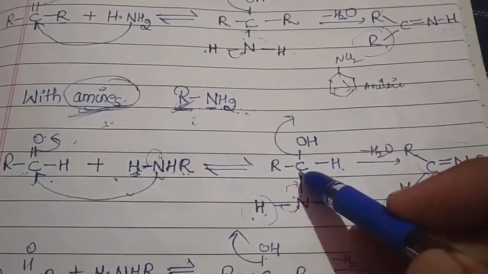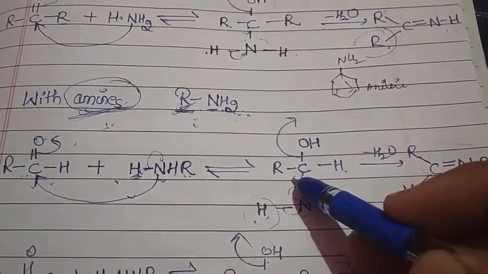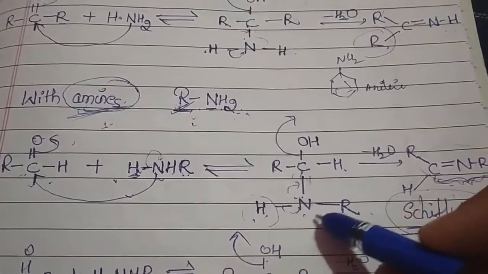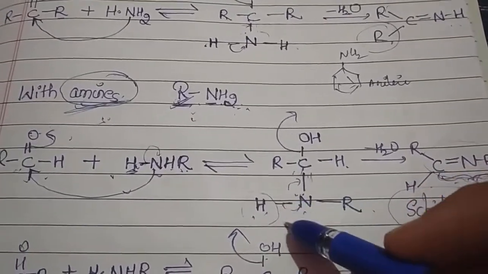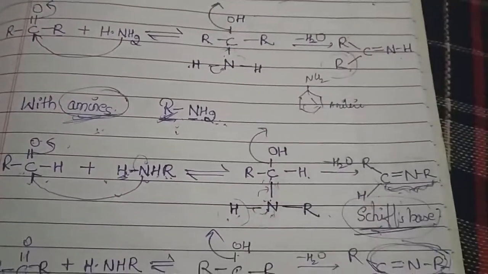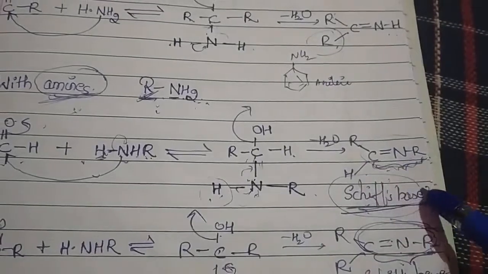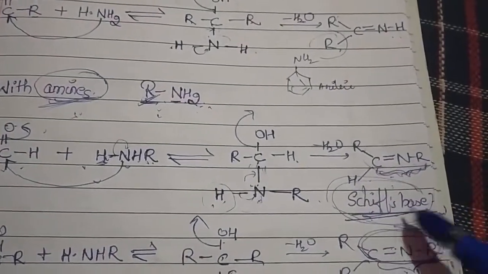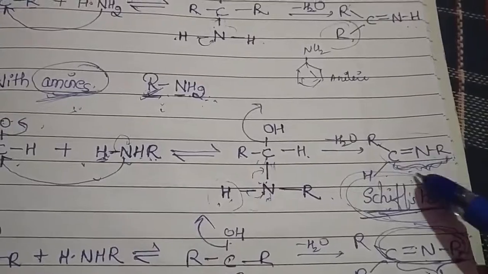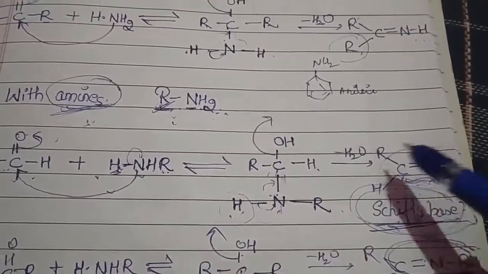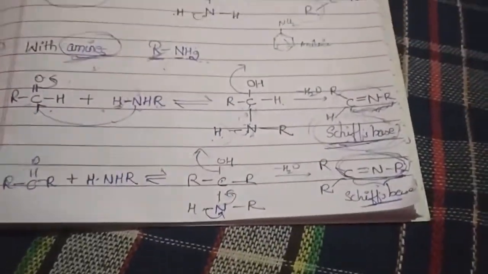In order to balance the valency of nitrogen, it will donate this lone pair of electrons, forming a double bond. The hydrogen bonded electrons will be taken by nitrogen. So of course you're going to get an important product which is called what? Schiff's base, C double bond NR. The general representation of a Schiff's base is C double bond NR.